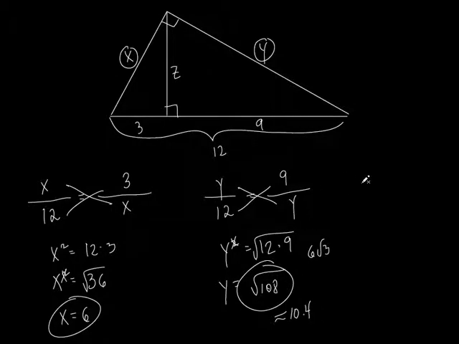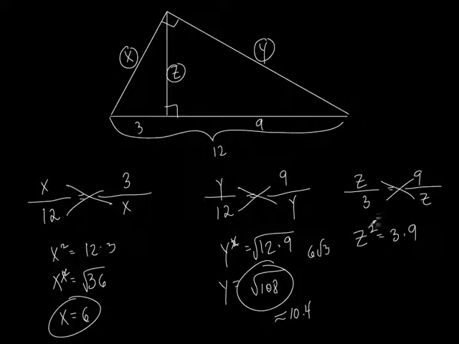Alright, let's do z, and we'll be done with this geometric mean stuff. So let's find z. Z is a geometric mean as well. So that means it goes here and it goes here. Now, between which two numbers? This is actually the easiest of all 3 of them. Yeah, it's just between these two segments, 3 and 9. So you just put a 3 here and a 9 here, cross multiply. Z squared equals 3 times 9.